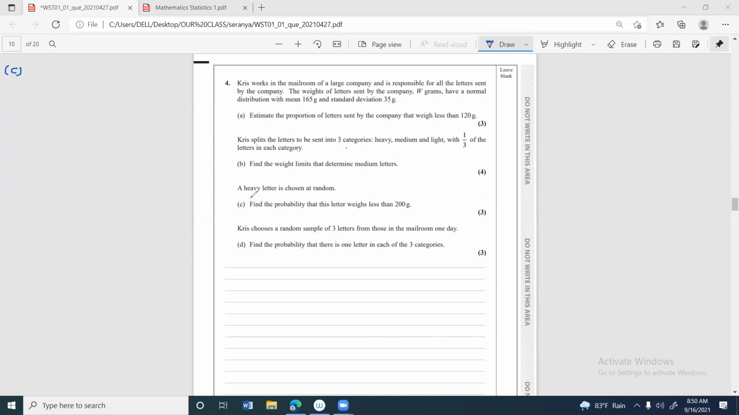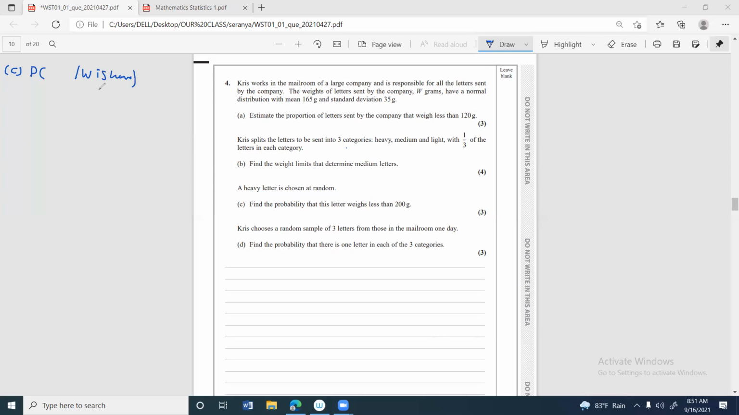How do we understand whether it's a conditional or not? Here they have given this information: the heavier letter is chosen at random. That means it's given the weight is heavy. The heavy category means the highest 1/3 of the category.